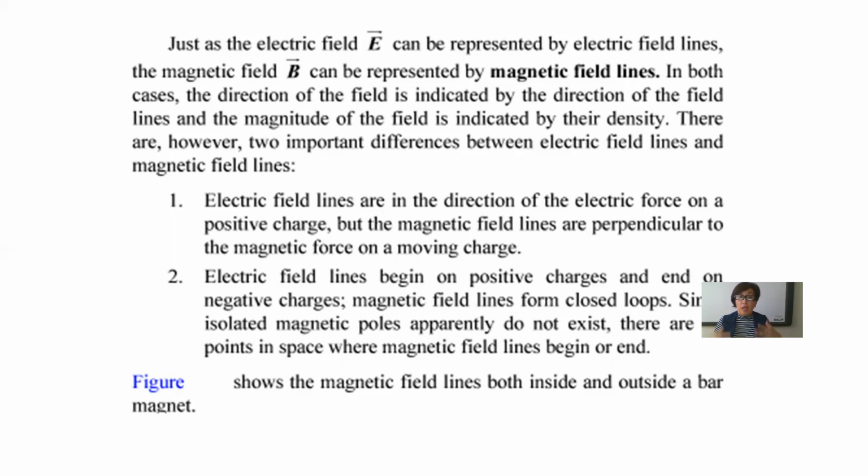Electric field lines point in the direction of the electric force on a positive charge, but magnetic field lines are perpendicular to the magnetic force on a moving charge. Electric field lines begin on positive charge and end on negative charge. Magnetic field lines form closed loops. Since isolated magnetic poles apparently don't exist, there are no points in space where magnetic field lines begin or end.